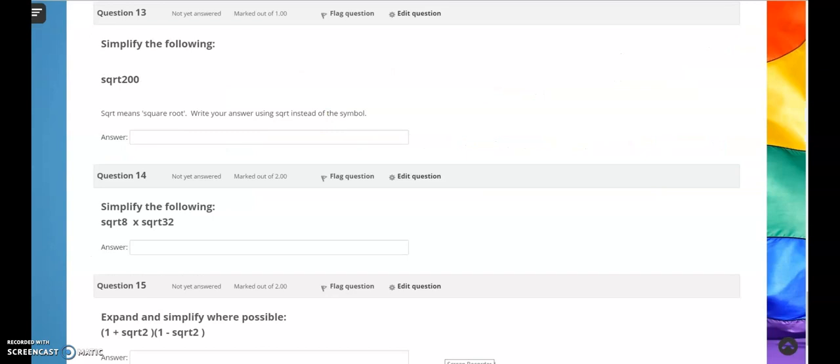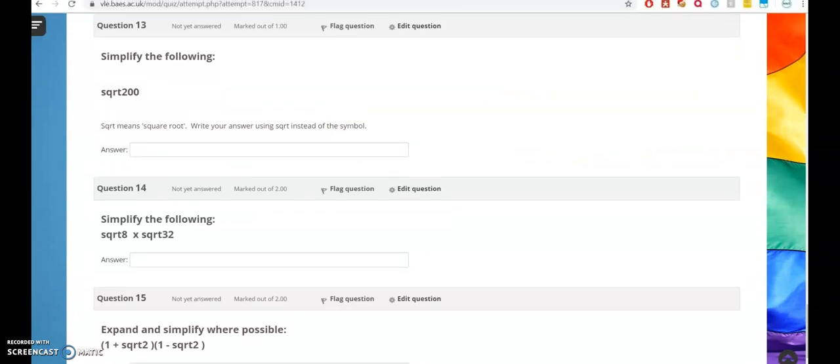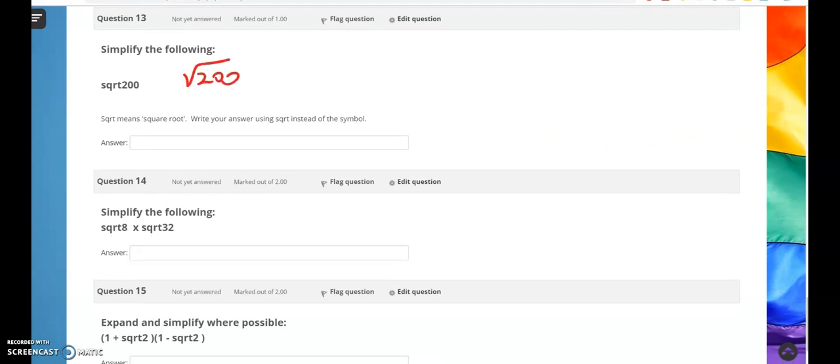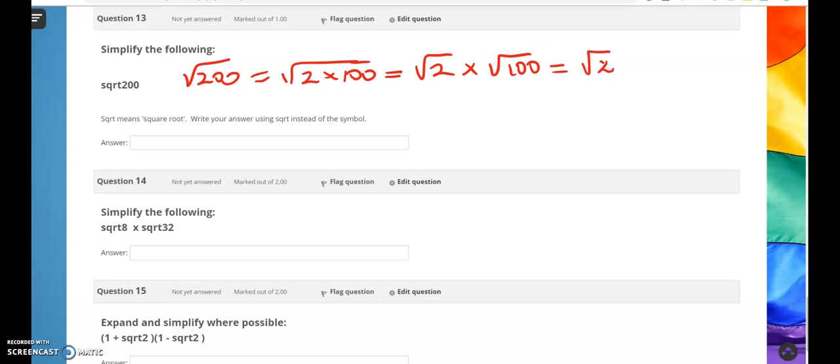In question number 13, we've got to simplify the square root of 200. So square root of 200 is the same as the square root of 2 times 100, which we can also separate. So we can say square root of 2 times square root of 100, and 2 is not a perfect square, so we're going to leave it as it is, or we can simplify square root of 100, which is 10. So we can write this as 10 square root of 2.